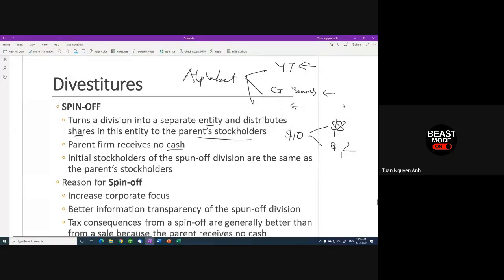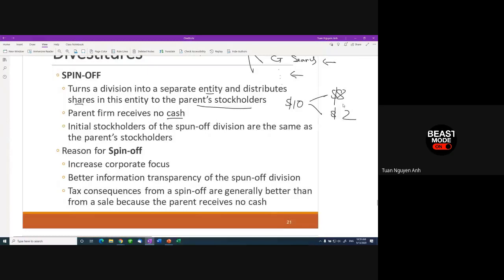So the initial stockholders of the spun-off division are the same as the parent stockholders. Now we have more companies in a group. The reason for spin-off is the same: increase the focus, because we will have to hire more managers for each of the companies that is a spun-off division. Better information transparency. We have many more small companies and they have to make profit on their own, so there must be more transparency. Or, the tax consequences from a spin-off are generally better than from a sale.